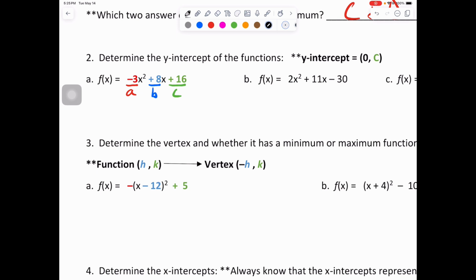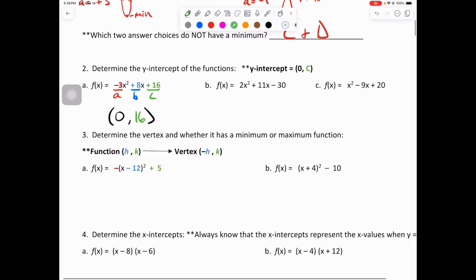And if we know it's simply 0 and then c, we're going to put (0, 16), since our c value is 16. Go ahead and circle your answer. At this time, I want you to pause the video if you'd like to practice, write down B, write down C, give them a go, and I will go over the practice when available at the end of the video.